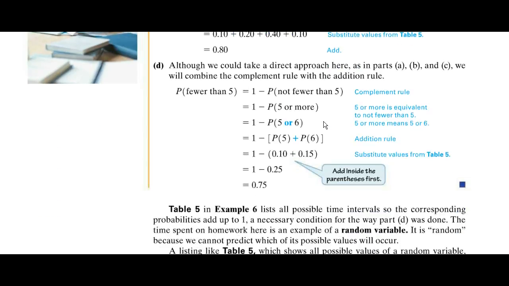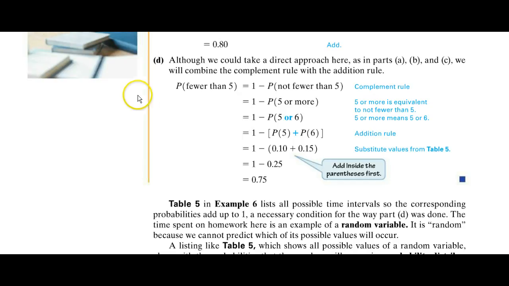Now in letter D, we could use the direct approach, but here they're going to use the complement rule: the whole minus not fewer than 5. So that would be 5 and 6, and 5 and 6 is 10 and 15, which adds up to 0.25, so this gives us 75. Again, you add up what's inside the parentheses as they're indicating, and we're using the complement rule.